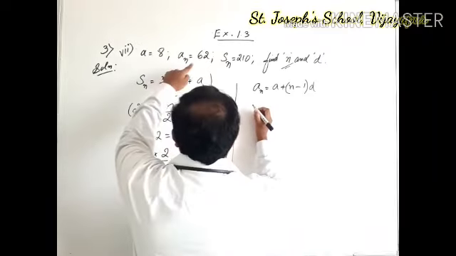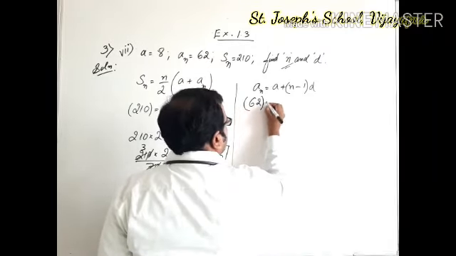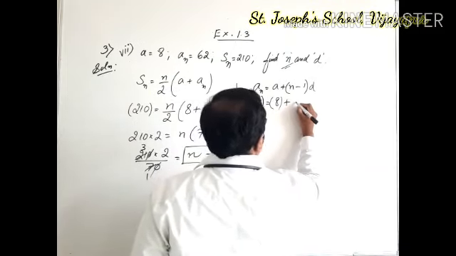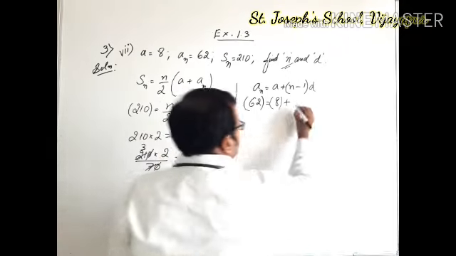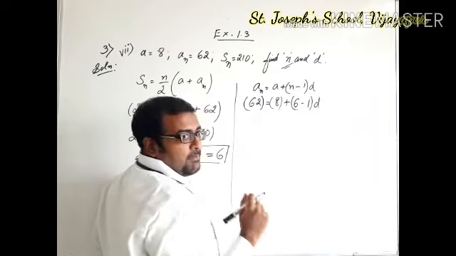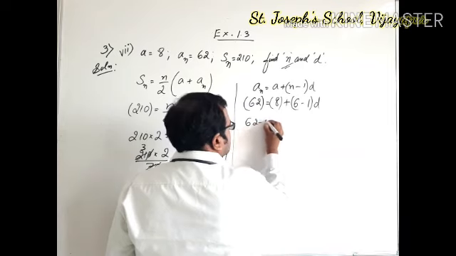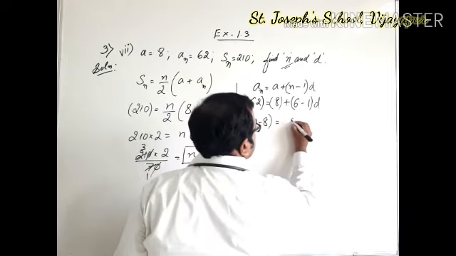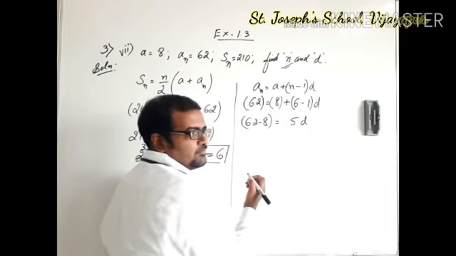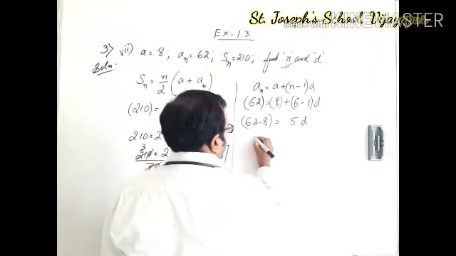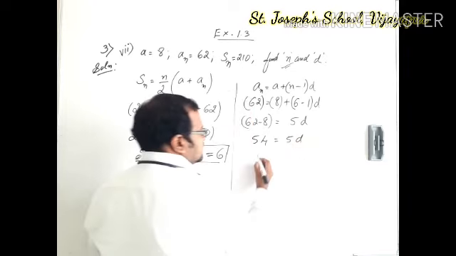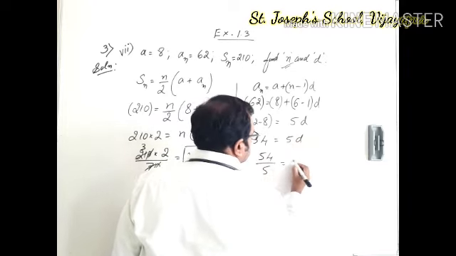Now, an is 62. So 62 is equal to a, which is 8, okay, plus n minus 1. N, we just found out n, 6. So substitute that, 6 minus 1 into d. 8 comes to the other side, becomes minus 8. So 62 minus 8, which is equal to 6 minus 1 is 5d. Right? So 62 minus 8. 62 minus 8 is 54. 54 is equal to 5d. 5 comes to the other side, becomes 54 by 5 is equal to d.